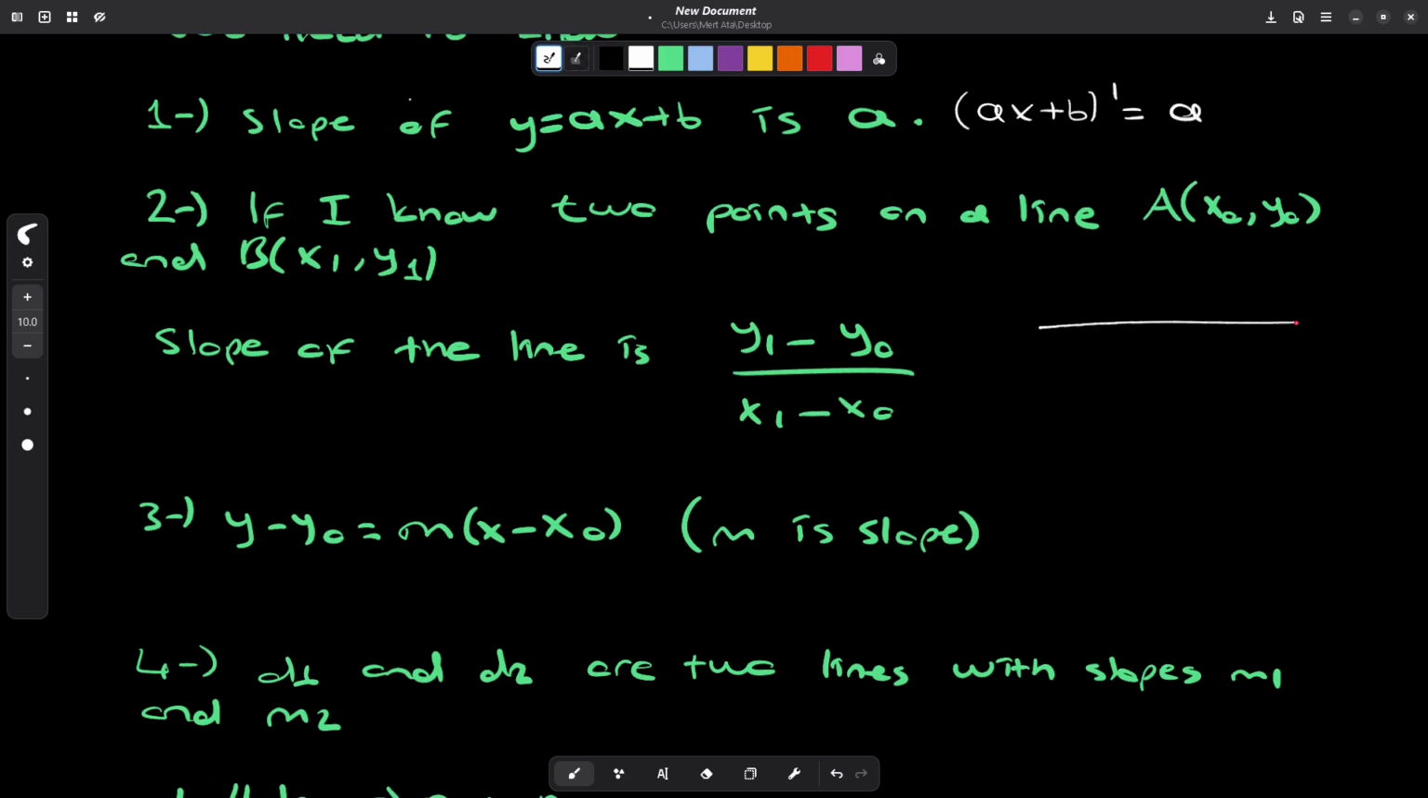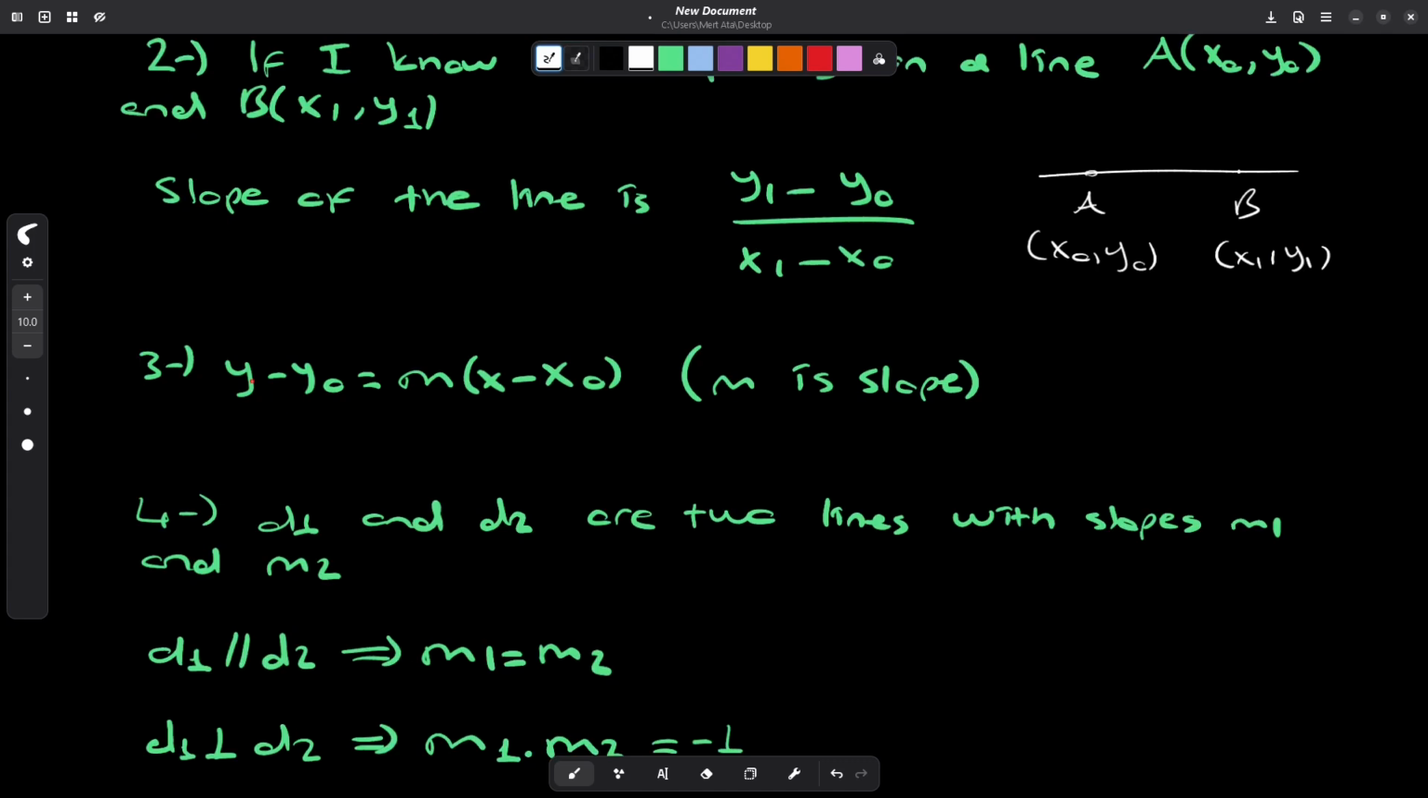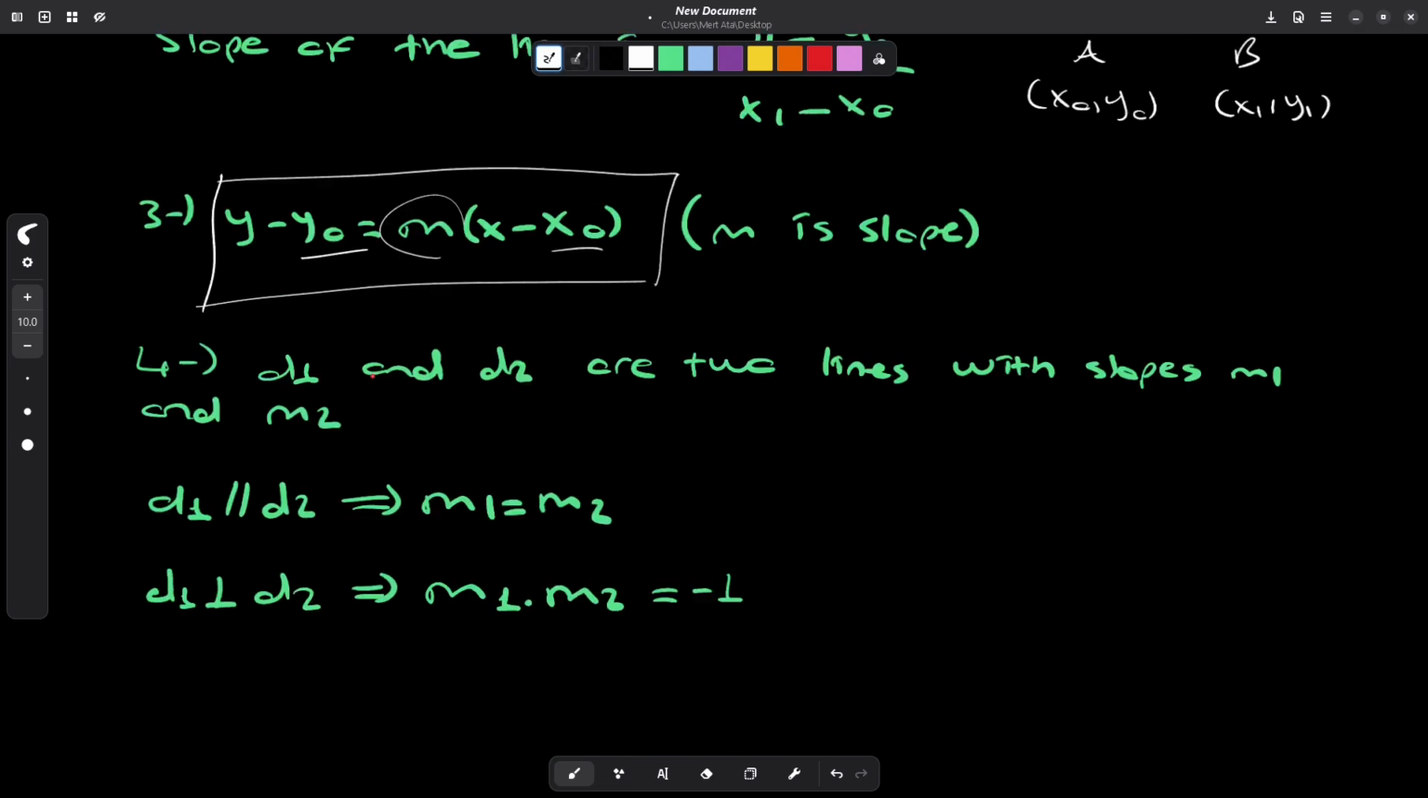If we know 2 points on a line, point A and B, the slope of the line will be y1 minus y0 over x1 minus x0. Of course, we know the points. All right. We have the slope-point formula, which is really important for us. We will use this a lot. If we know the slope and a point, then we can write the equation of that line.